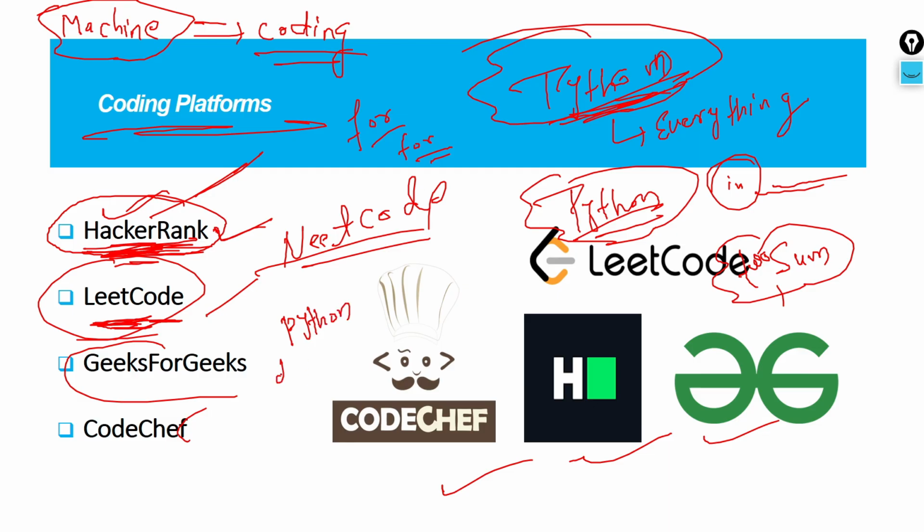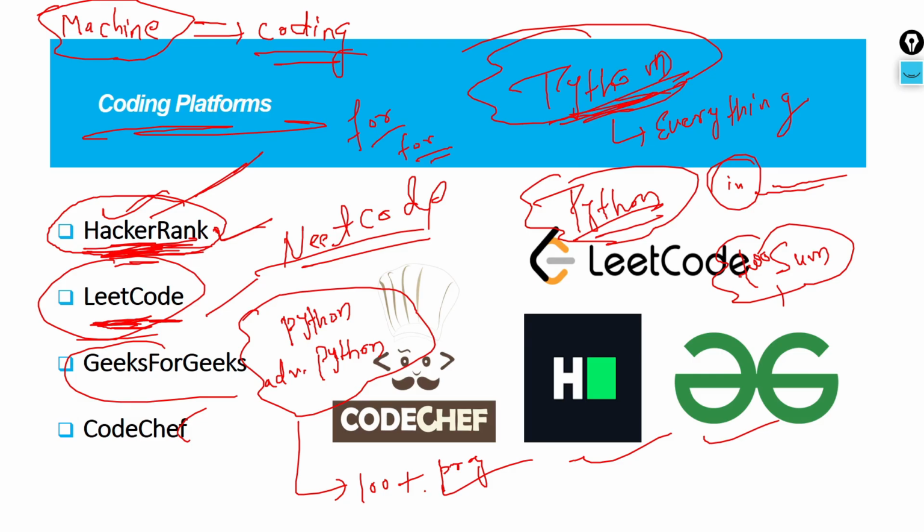After completing these modules, Python as well as advanced Python, you will have solved more than 100 programming problems. You will solve 100 plus programming problems. For example, there is one problem, and each problem contains one logic.